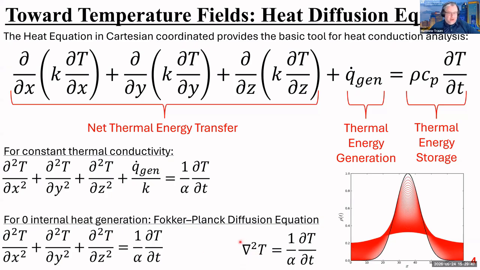And so this del squared operator just represents the sum of the second derivatives in the three spatial directions, right? So del squared T is just the second derivative of T with respect to x, the second derivative of T with respect to y, and the second derivative of T with respect to z added together. So this is that. And then this is the same thing, 1 over alpha times partial T over partial time. And then I did this two different ways.